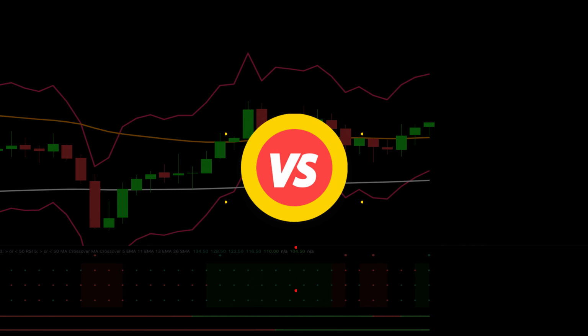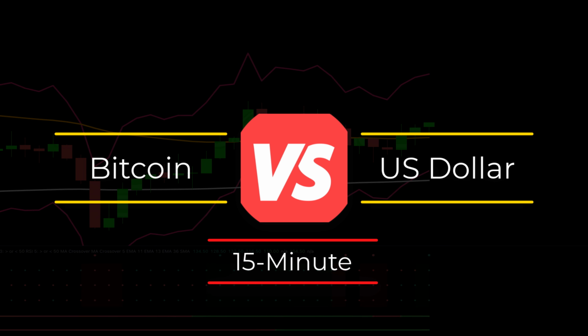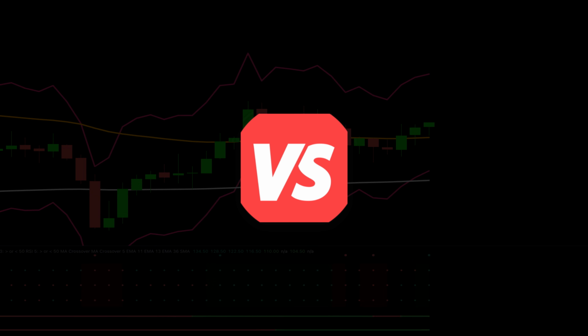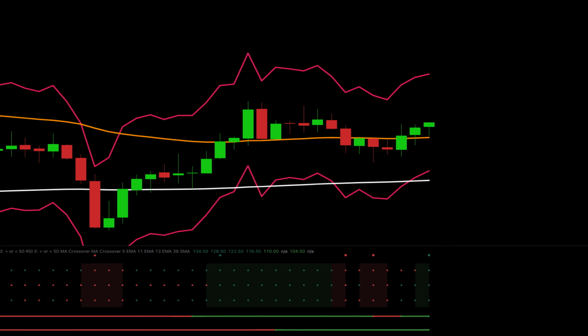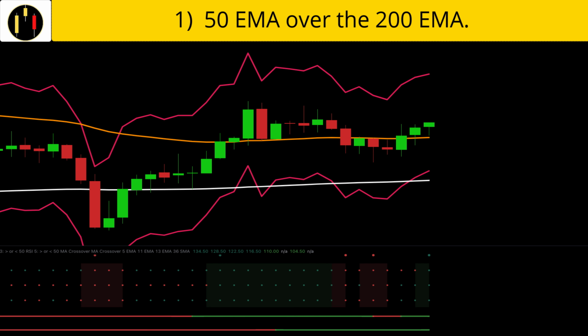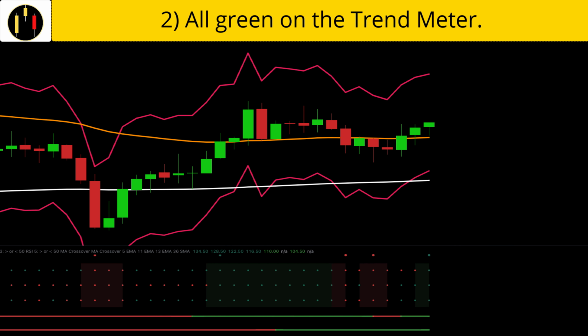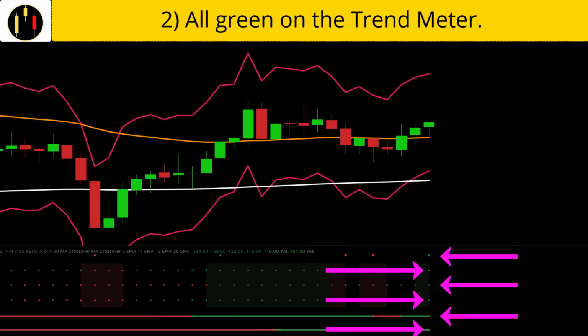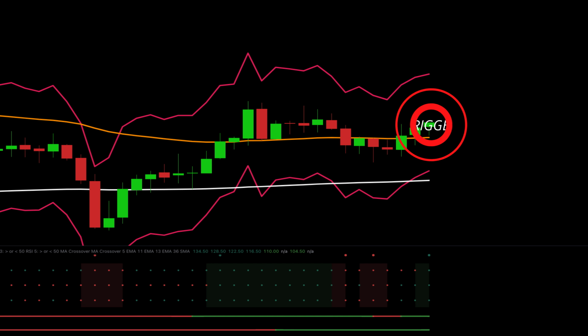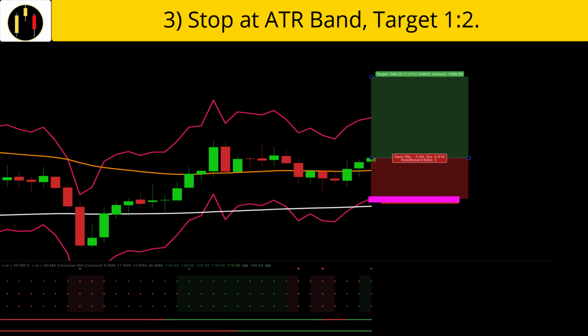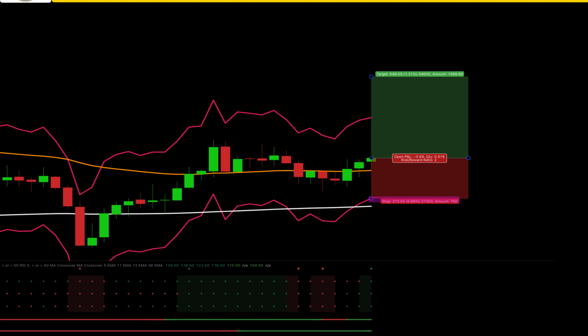This chart is Bitcoin versus the US dollar 15-minute Japanese candlesticks. The rules to enter a long on the trend shot are: first, the 50 EMA in orange must be above the 200 EMA in white. Second, the 4 dots and 2 lines on the trend meter must be green. Our rules are met when this candle closes. That is our trigger candle. The stop is placed at the ATR band below the trigger candle, and the target is 2 times risk.